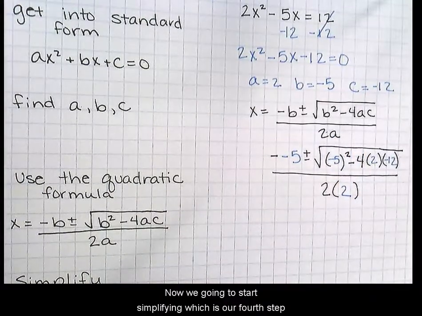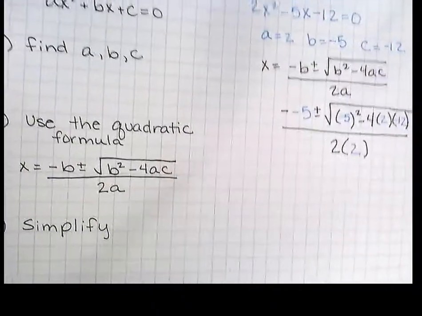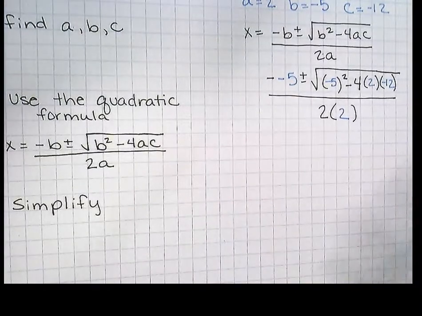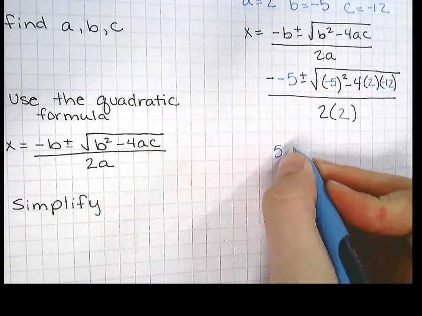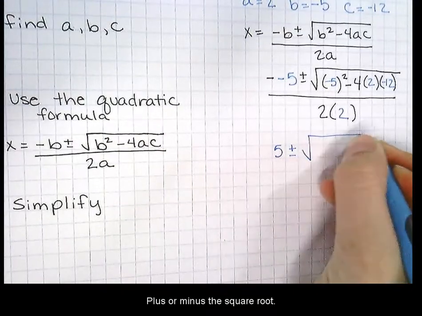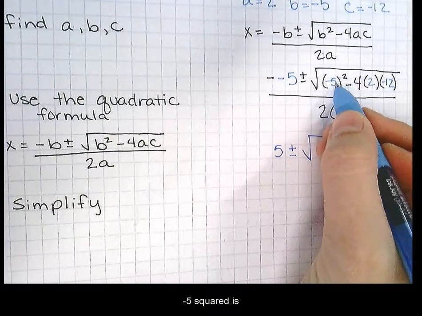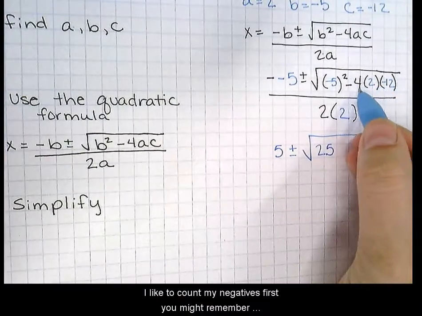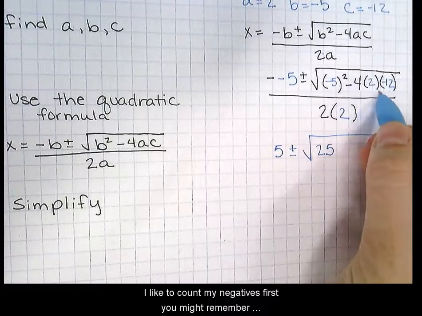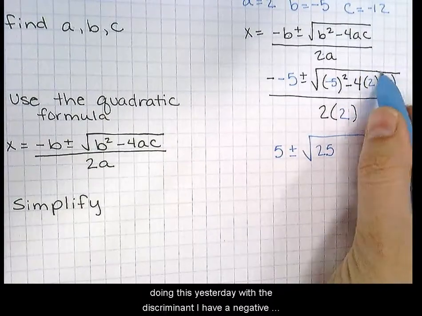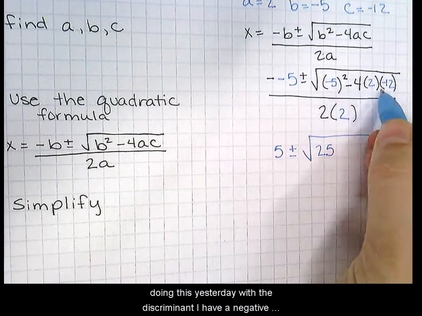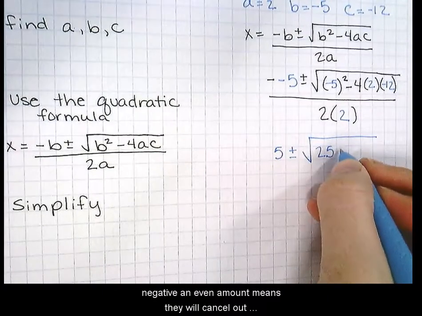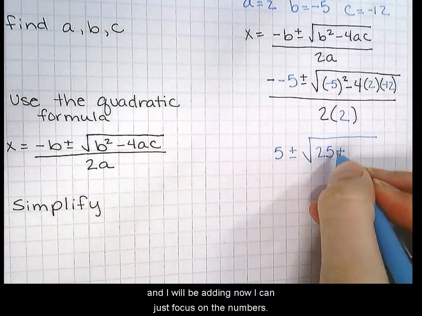Now we're going to start simplifying, which is our fourth step. So a minus negative, like here, is positive. It's positive 5 plus or minus the square root. Negative 5 squared is positive 25. I like to count my negatives up first. You might remember doing this yesterday with the discriminant. I have a negative here and a negative here. I have an even amount of negatives. An even amount means they will cancel out and I will be adding.